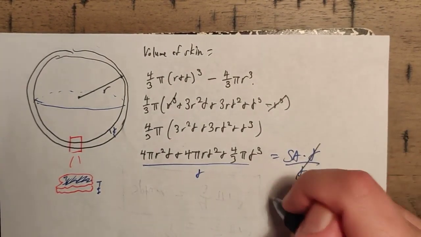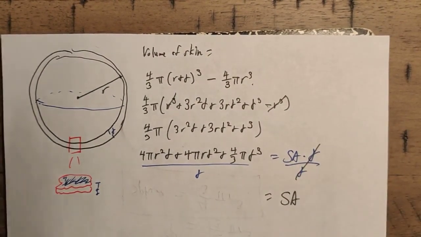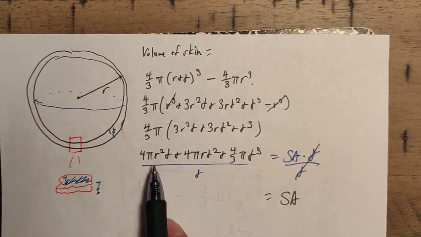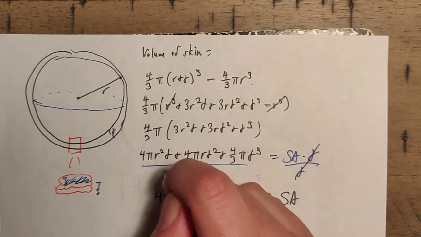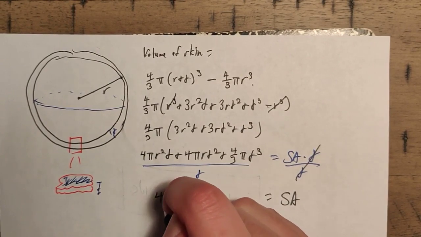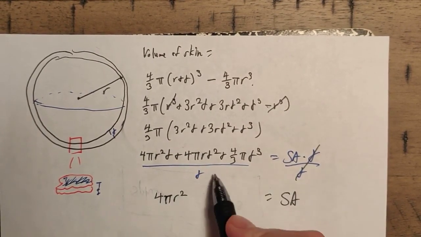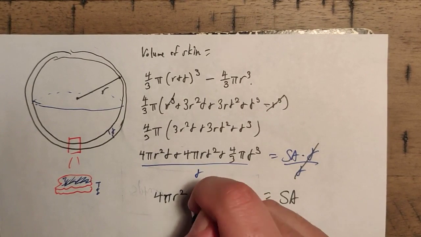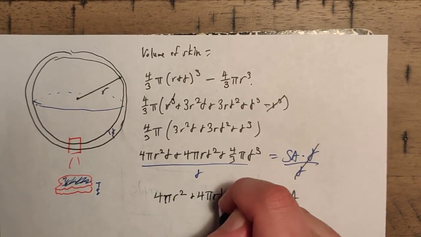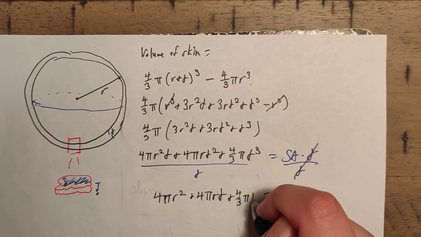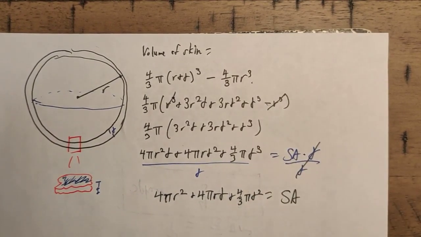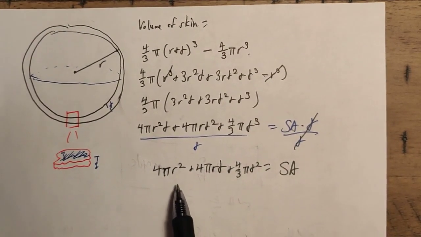So our surface area should be equal to, and the nice part about this is that there's a T everywhere. This T cancels the 4 pi R squared T term, so we have 4 pi R squared. This T knocks this power down by 1, so it becomes 4 pi RT. And then this becomes 4/3 pi T squared, because again, the T gets knocked down a power. So our surface area should be equal to this.